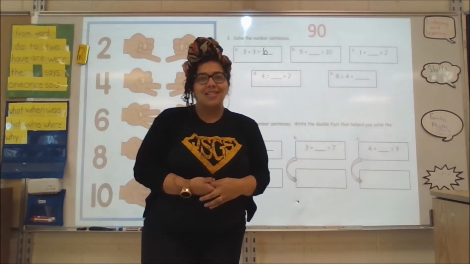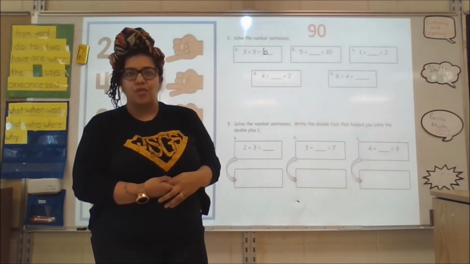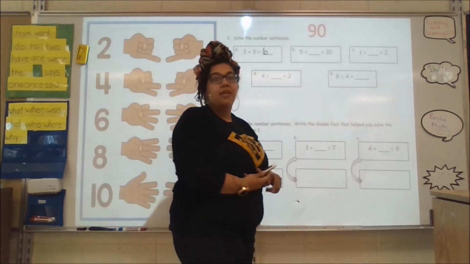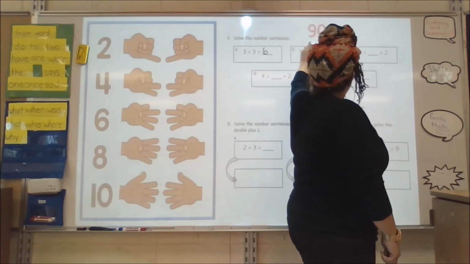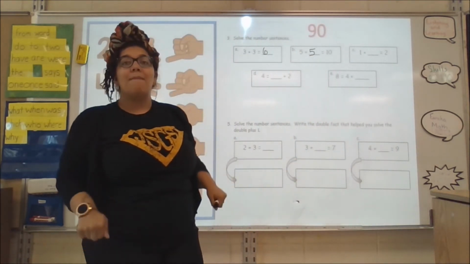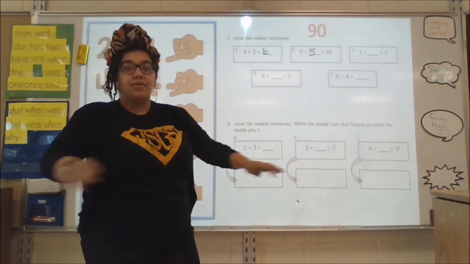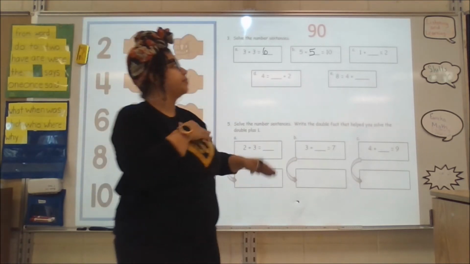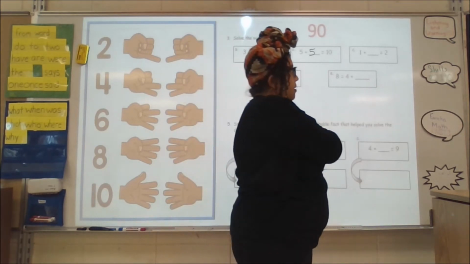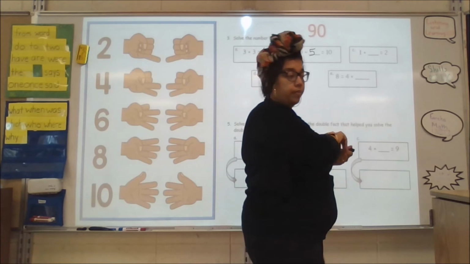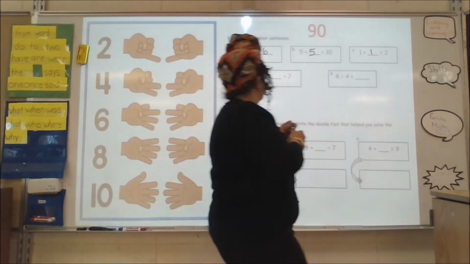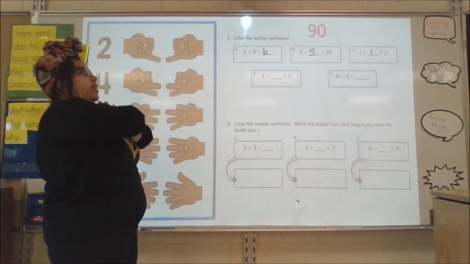What about 5 plus blank is equal to 10? Well, if I'm dealing in doubles and my parts have to match in order for it to be doubles, what is the other part? 5. Good job. 5 plus 5 is equal to 10. Remember, when you're dealing in doubles, the parts match each other and then come together to make a whole. How about 1 plus blank is equal to 2? 1 plus 1 is equal to 2. Good job.